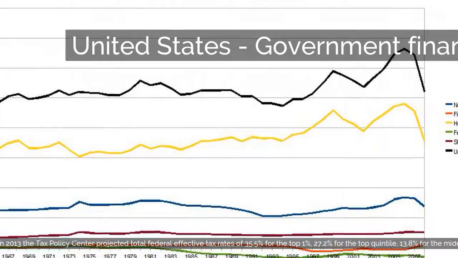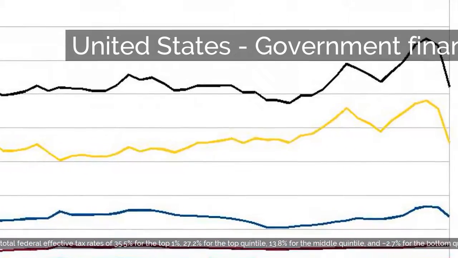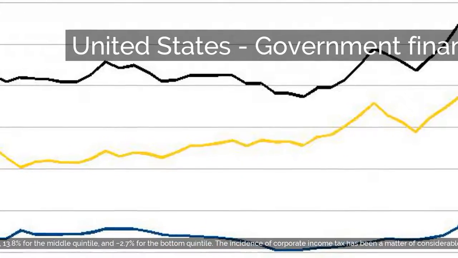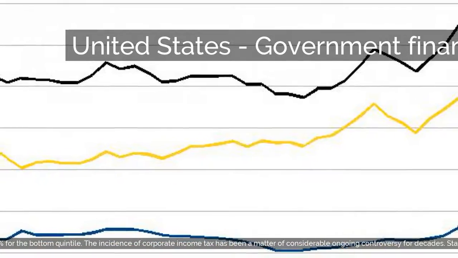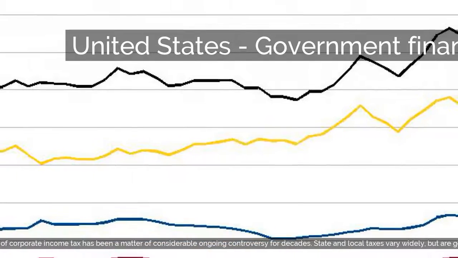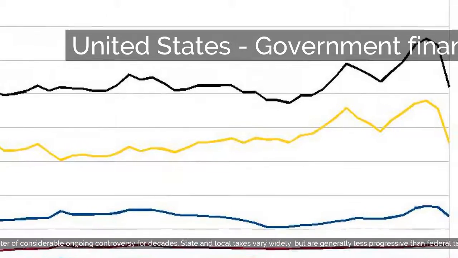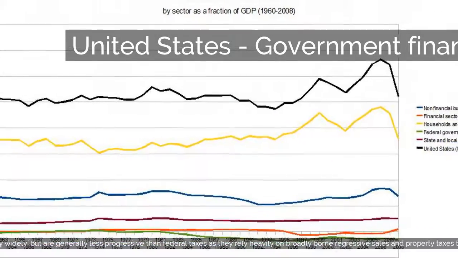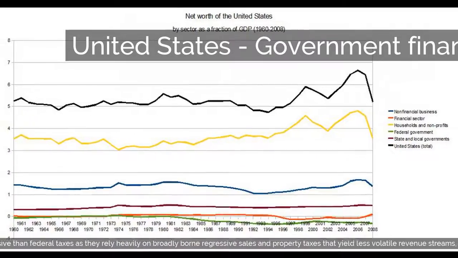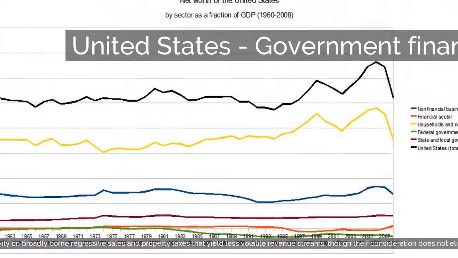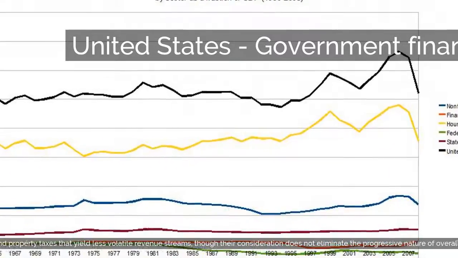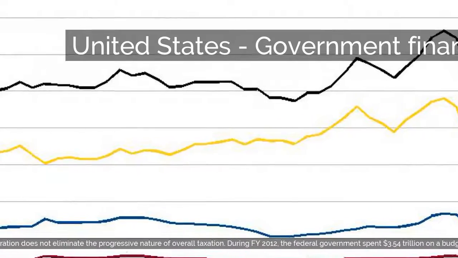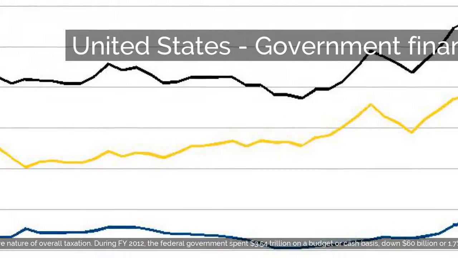The top 10% paid 51.8% of total federal taxes in 2009, and the top 1%, with 13.4% of pre-tax national income, paid 22.3% of federal taxes. In 2013, the Tax Policy Center projected total federal effective tax rates of 35.5% for the top 1%, 27.2% for the top quintile, 13.8% for the middle quintile, and -2.7% for the bottom quintile. The incidence of corporate income tax has been a matter of considerable ongoing controversy for decades.